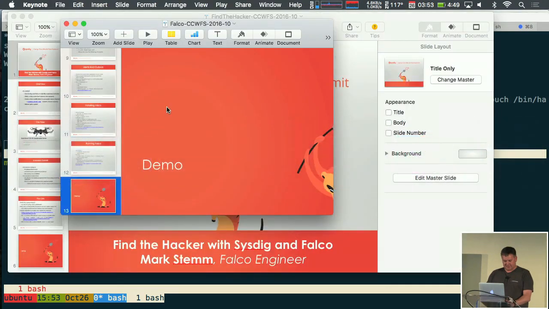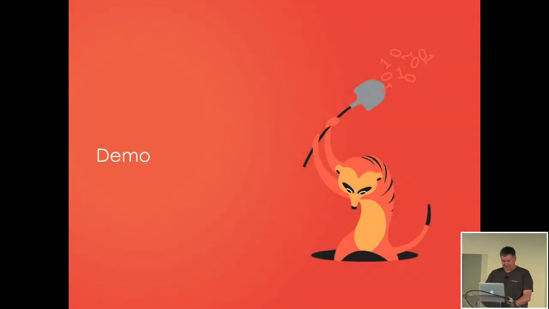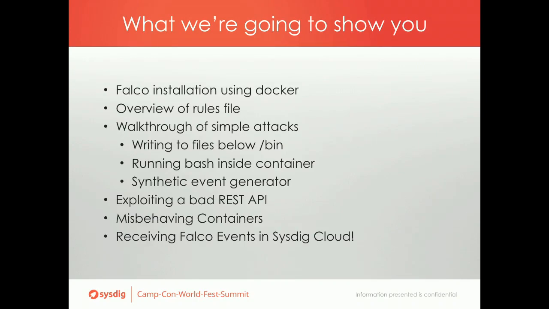Here, let me give you guys an overview of all the stuff we're going to show. We've already gotten through 2 bullets. So we are going to install it using Docker, look at the rules, and then some of the stuff we're going to do. We already showed writing below bin. We're going to try running bash inside a container to break out of this microservice agreement that people have. We have this really fun program that does all kinds of evil things, and we'll show it doing all the evil things. We'll show what a really bad coder would do if they designed a REST API, and how it can be exploited and how Falco will detect it.